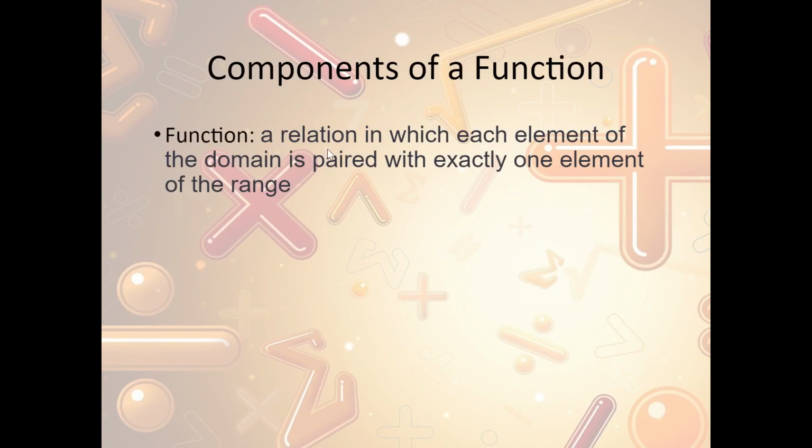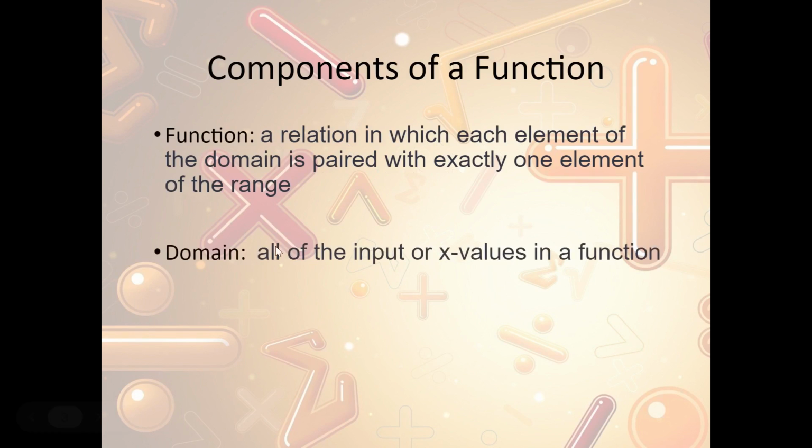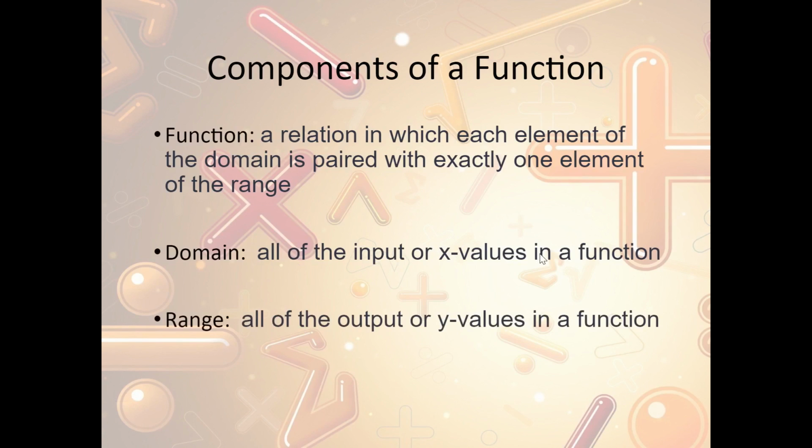A function is a relation in which each element of the domain is paired with exactly one element of the range. The domain is all of the input or x values in a function. The range is all of the output or y values in a function. Therefore, a function means that for every x, there's exactly one y that matches it.